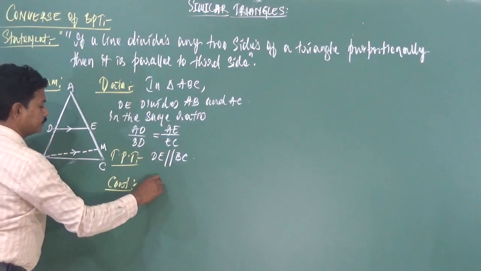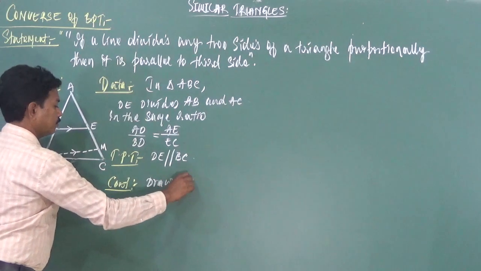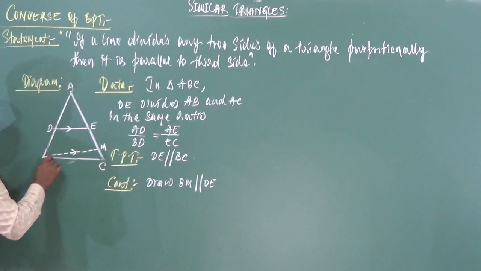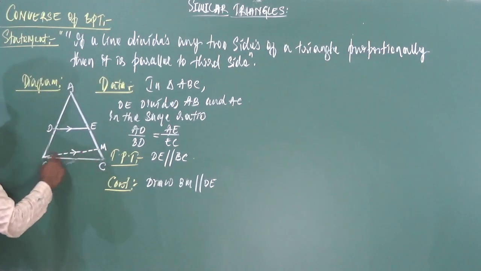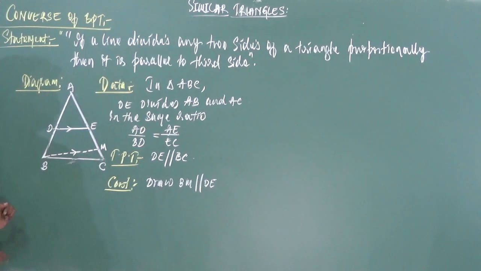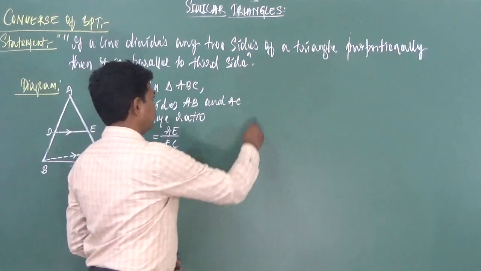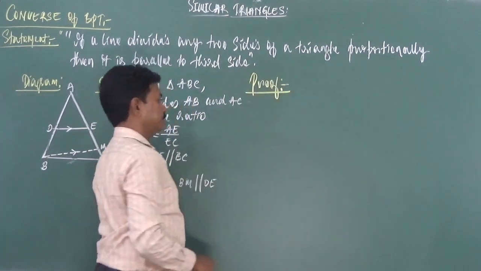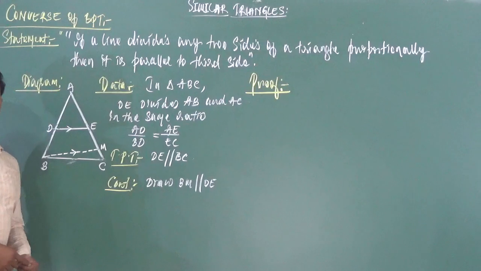So draw BM parallel to DE, because DE already exists. The extra construction we are doing is BM. Therefore, draw BM parallel to DE. Right? So we will go with the proof. This is the very important part of the theorem. Please follow, very, very important.